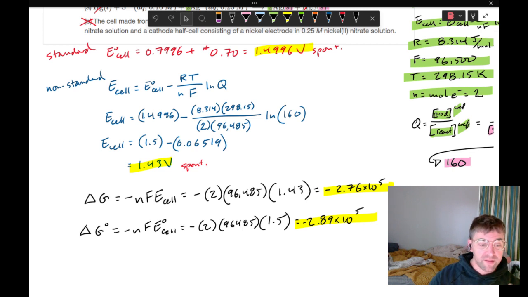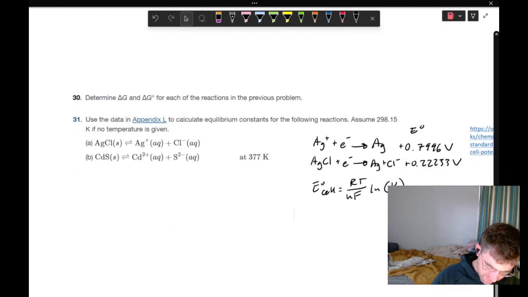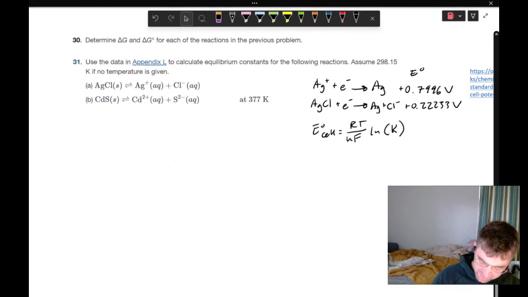Okay. These two problems, A and B, are probably the best review problems that you can do if you do nothing else for this week's questions, just because it pulls in so many different concepts. I would say the next one, 31, is also included because we have another equilibrium that we need to figure out.